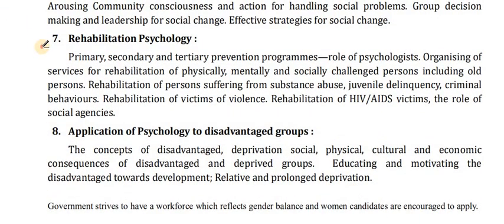And point number 7, rehabilitation psychology: primary, secondary and tertiary prevention programs, role of the psychologist, organizing of services for rehabilitation of physically, mentally and socially challenged persons including old persons, rehabilitation of persons suffering from substance abuse, juvenile delinquency, criminal behavior, rehabilitation of victims of violence, rehabilitation of HIV and AIDS victims, the role of social agencies.